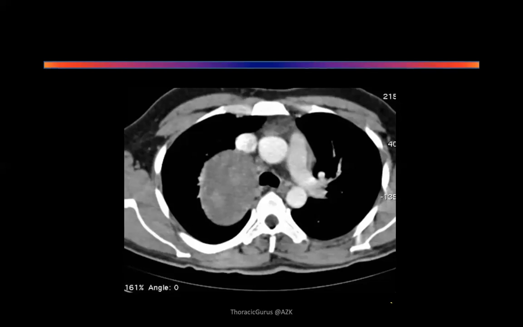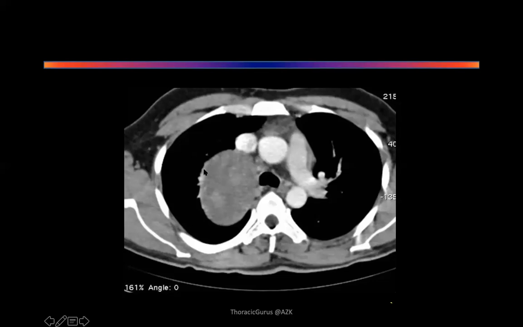Okay, what else? Any other pressure effects? It is also abutting the SVC, sir. Slightly abutting the SVC. This is right. So there are no pressure effects on the SVC. That's what I'm trying to tell you, that it's abutting the SVC, but doesn't seem to be compressing the SVC. It's lying very close to the right main bronchus.